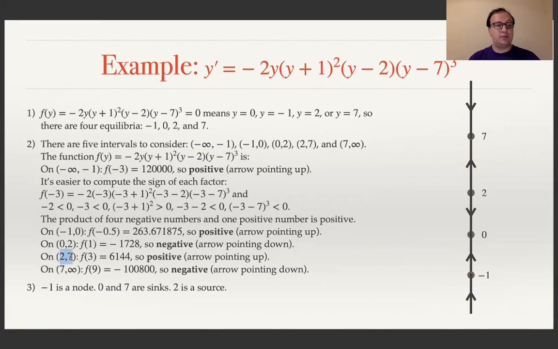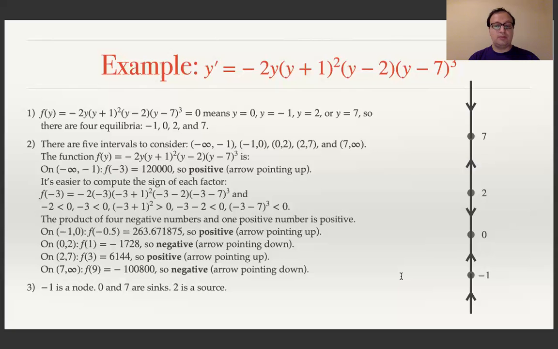On the interval 2, 7, let's pick the point 3 between 2 and 7. So F of 3 is 6,144, which is a positive number. And on the interval 7 infinity, for a change, let's pick number 9. So F of 9 is -100,800, which is a negative number.